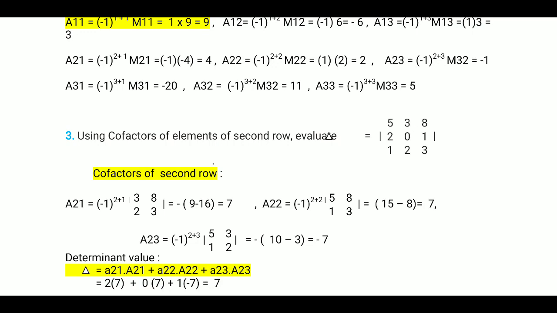The other element is A23, which is 1, and its cofactor A23 is equal to minus 1 power 2 plus 3. Leaving the second row and third column, we get the small determinant containing 5, 3, 1, 2. Minus 1 power 5 is an odd power, so it gives minus, and the value of the determinant is 5 times 2 is 10, minus 3 times 1 is 3. So you get minus of 10 minus 3, that is minus 7.